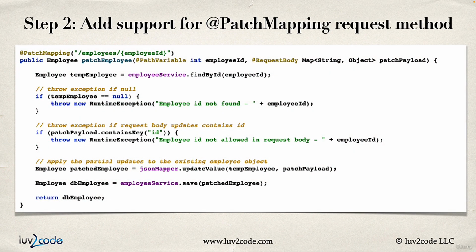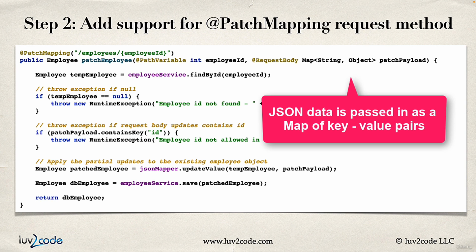And then in step 2, we're going to add support for the patch mapping request method. In our coding here, we make use of the annotation patch mapping. We give /employee/employee ID. Remember, we're passing the employee ID as a path variable. We go ahead and create our method here for patch employee. We make use of the annotation path variable to bind that path variable to the parameter here, int employee ID. We also make use of the request body annotation. And then we bind this to a Map<String, Object>, and that's our patch payload. So basically that JSON data comes in as a map of key value pairs.